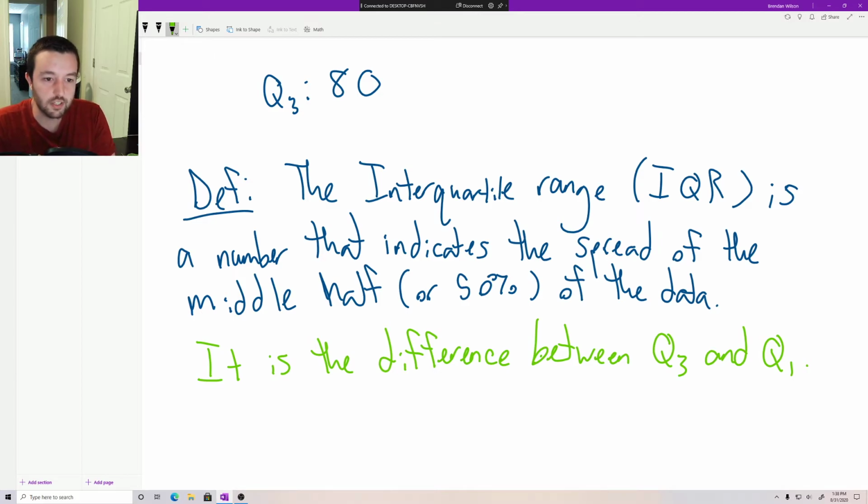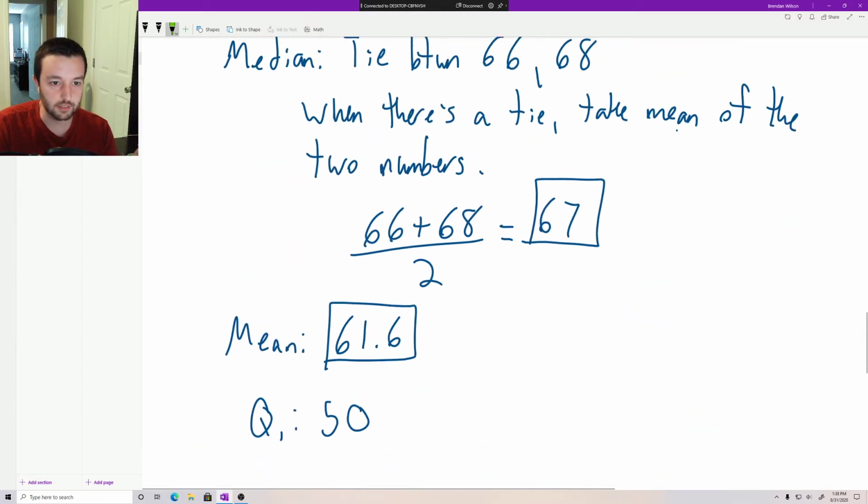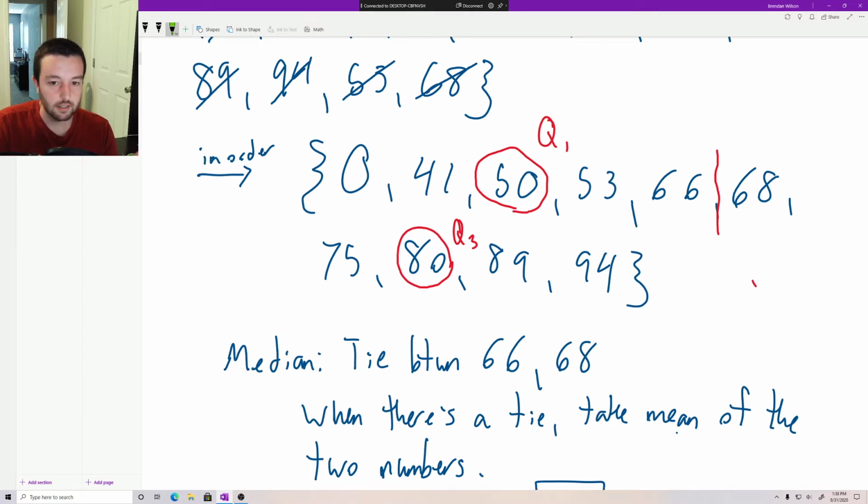So the interquartile range is the number that indicates the spread of the middle 50% of the data. Let's go back up here and look at what that means. The middle 50% of the data is this part right here, so from 50 to 80. Why do we care about this? Because this is where typically, in this example, people are scoring. This is where the average person in the class is scoring. We want to know how big of a difference there is in this range.